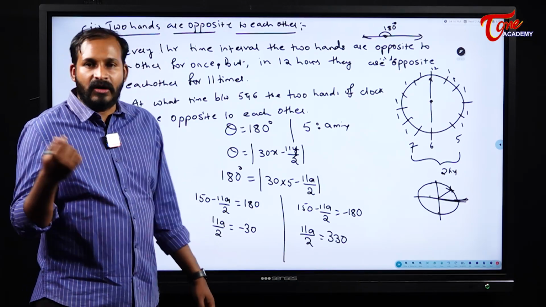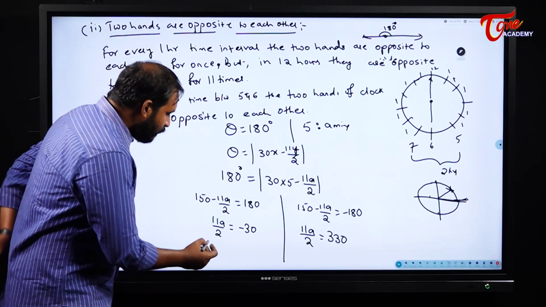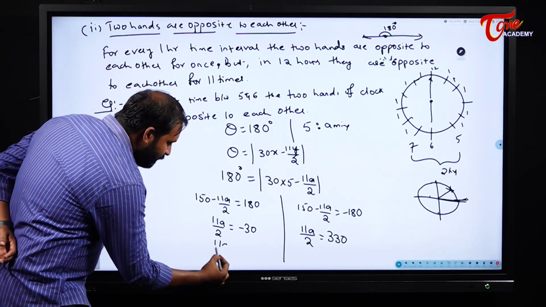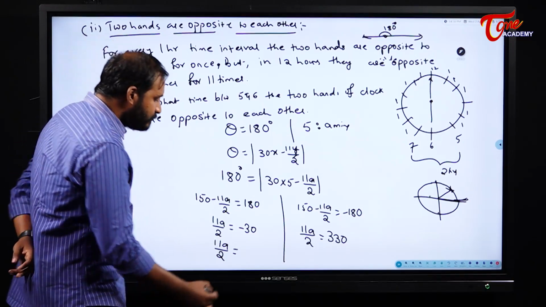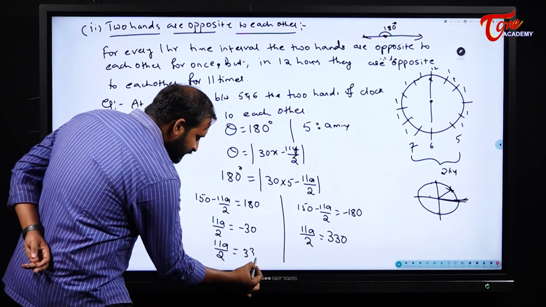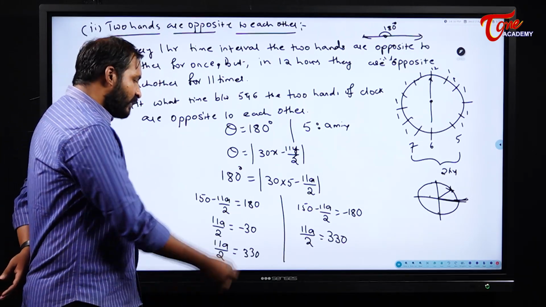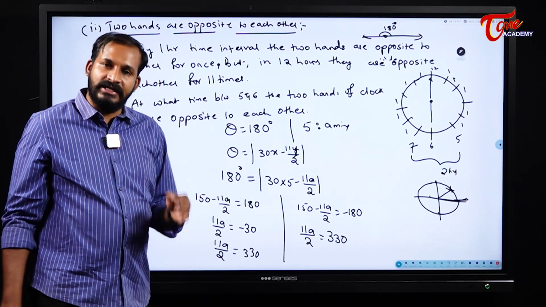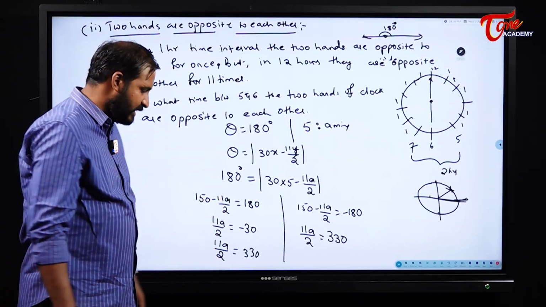Anyway, time we cannot write in negative. So I will write this minus 30 as a positive one. So what happens to this? See here, 11a by 2 is equal to 360 minus 30. What does it become? 330. The same thing, 330 and 330. Understood? So whether you take the plus value or the minus value, you will get the same answer, students. No need to worry, go with any one value in the examination.